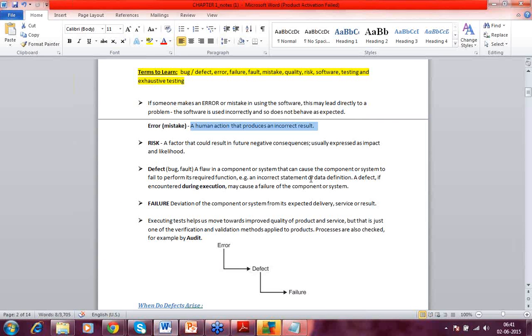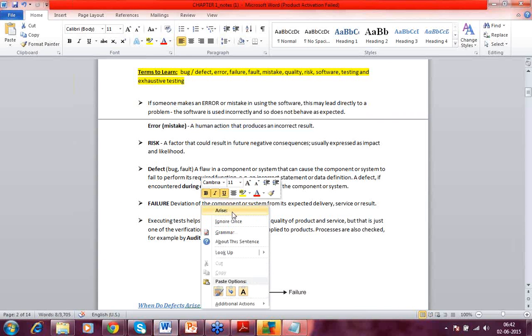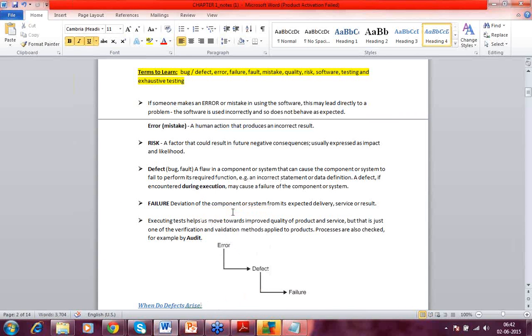Then there will be some types of questions where you need to apply your knowledge based on the scenario or situation given to you. So any questions, team, until now on what we have discussed? We'll continue in the next session with the remaining topics of chapter 1.